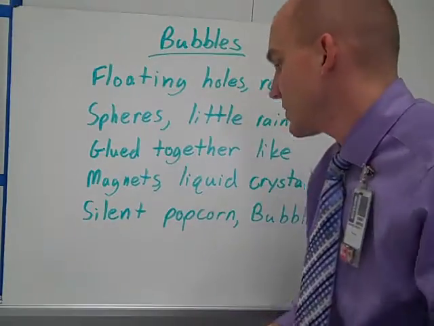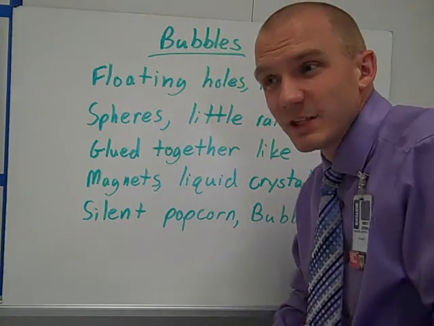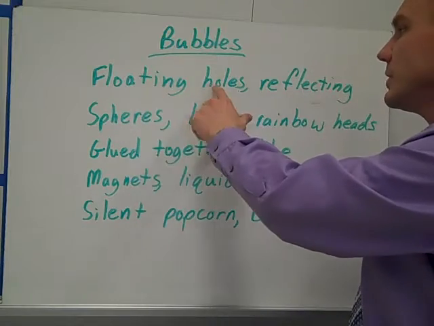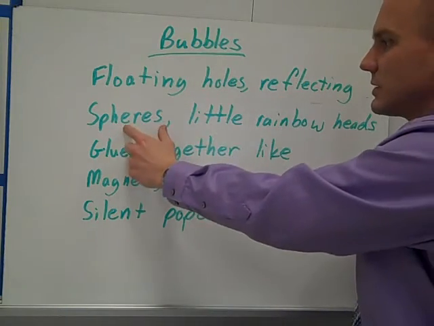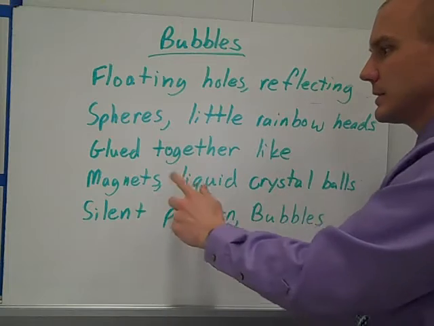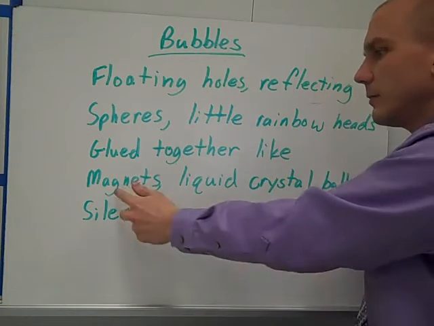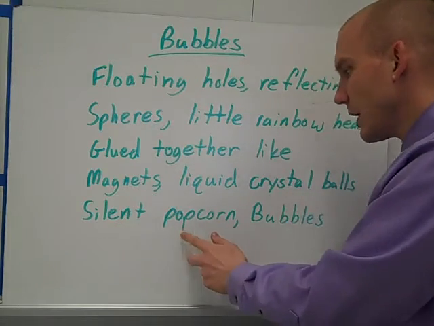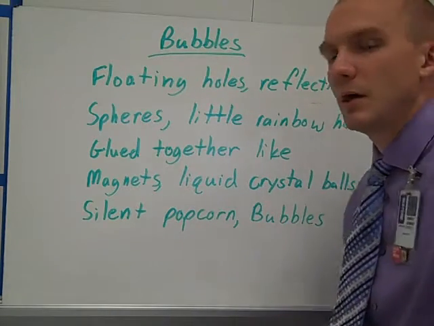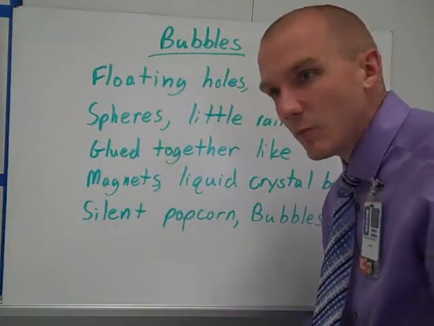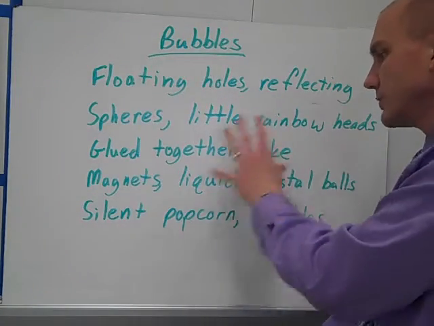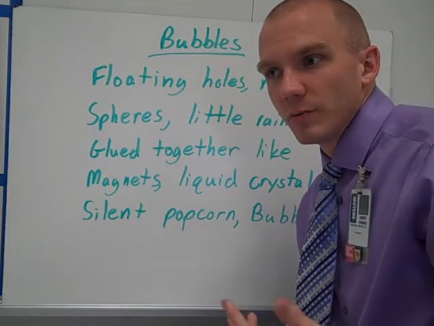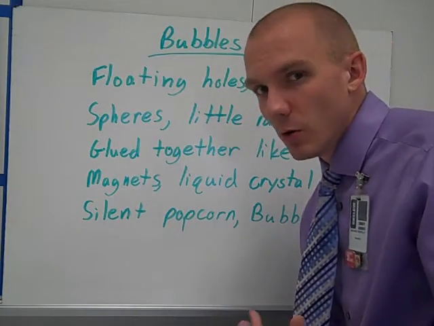This could happen. Same poem, same ideas, but not quite as effective as it was with those line breaks. Floating holes, reflecting, spheres, little rainbow heads, glued together like magnets, liquid crystal balls, silent popcorn, bubbles. Again, you don't quite read it the same way because you kind of read each line, you pause, read the next line, and when you change the line breaks, it can change the way the poem sounds and really the way you feel emotionally about it.